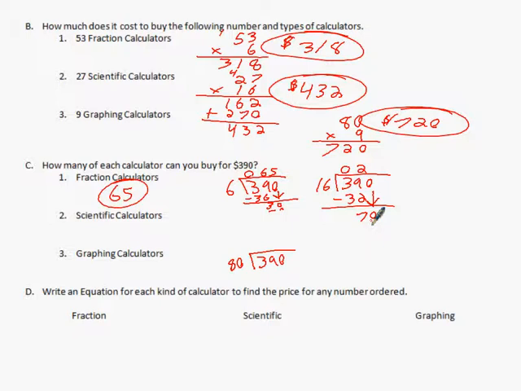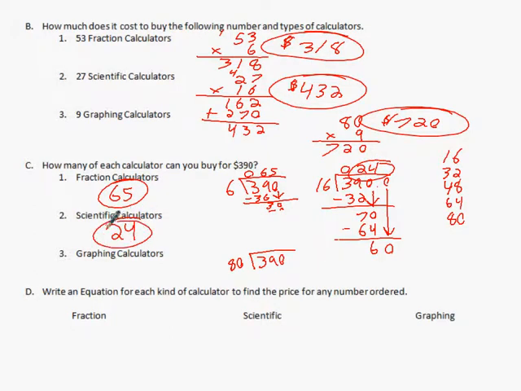I don't know off the top of my head how many times that goes in, so 16, 32, 48, 64, 80. So 1, 2, 3, 4 times, which is 64, with a remainder of 6. I could bring down a 0, but in the context of this problem, a decimal of a calculator doesn't make sense, so I can round it to 24. So 24 scientific calculators.